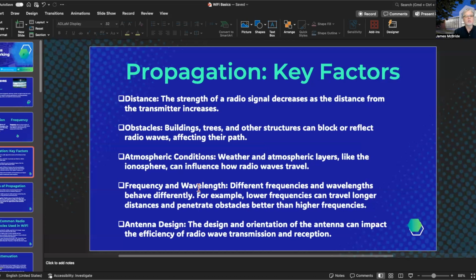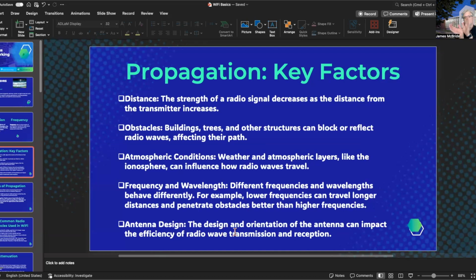2.4 gigahertz that you use inside, that's what our Wi-Fi is mainly. That can't go that far. It can't go nearly that distance. It falls apart. The other thing that affects this propagation then is the antenna design, the orientation of that antenna. How you design to push the signal is what this is referring to.